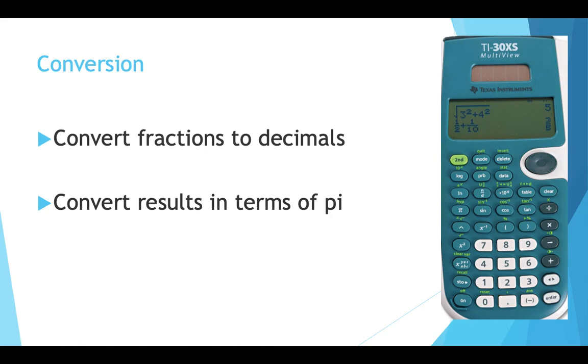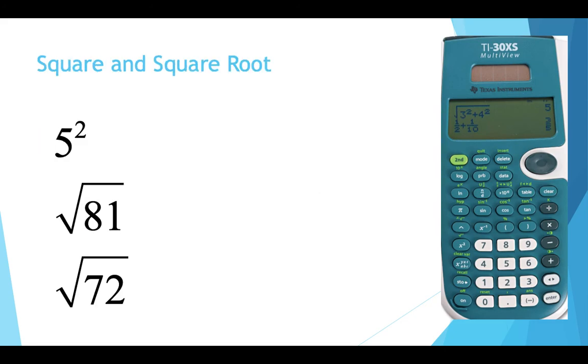Conversion. The conversion button is my favorite button on this calculator. It's this button right here. And that conversion button converts fractions to decimals, and it converts the results in terms of pi. And I'll show you that as we get to these other numbers. Decimal, 0, on, those are pretty basic. 1, 2, 3, 4, 5, 6, 7, 8, 9, your operations, divide, multiply, subtract, and add are all basic. But this conversion button is new. So it does convert to decimals and from terms of pi to the number itself.